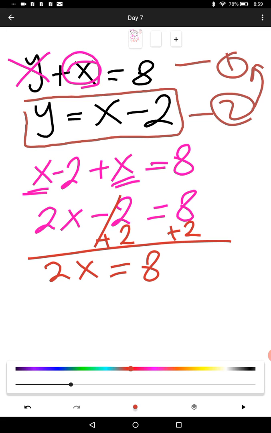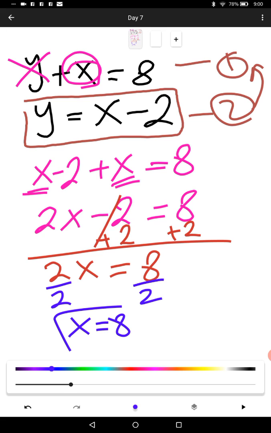How can we move this 2 from this side? We have 2x. To move this 2, divide by 2. Yeah, that's correct. Divide by 2. Now x equals 8.